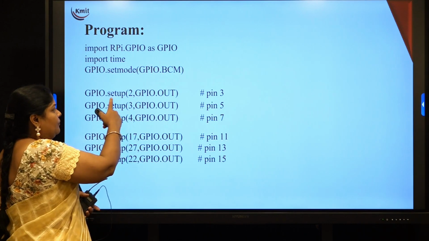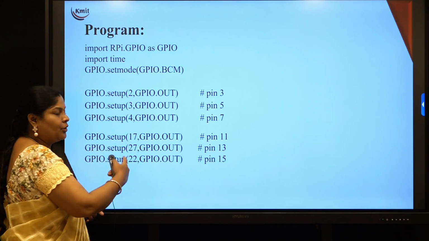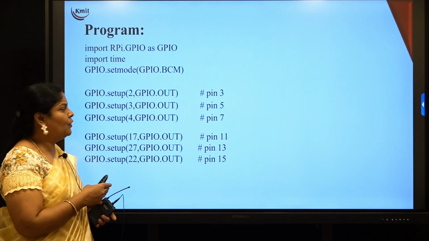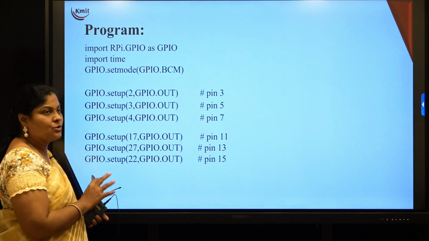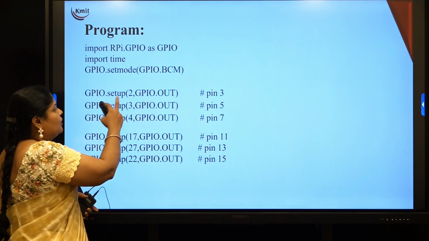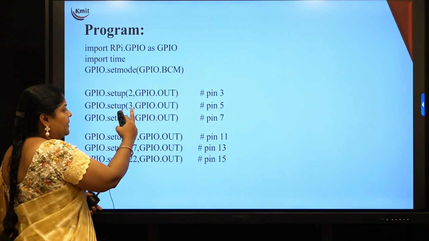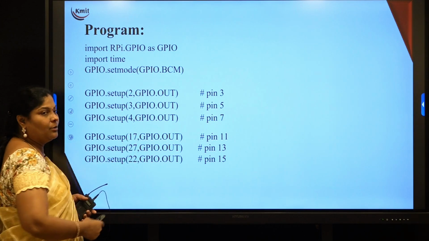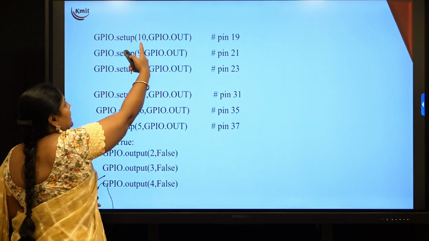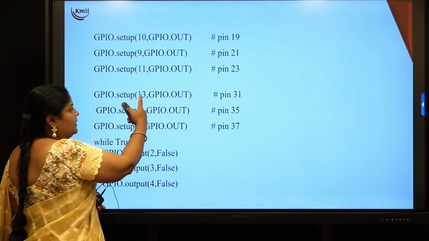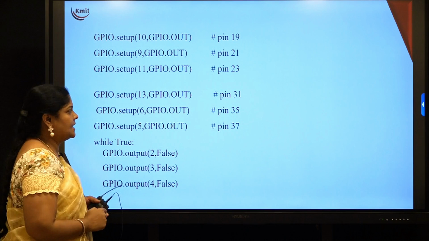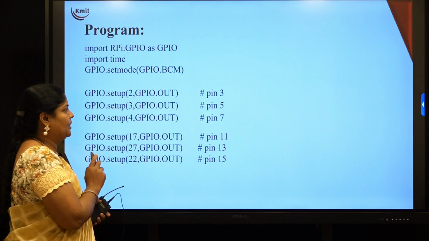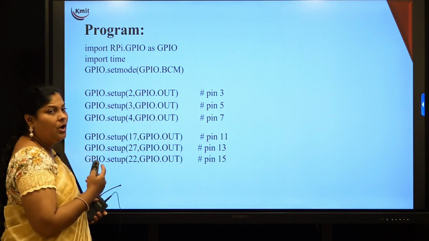First we have to set up which pins we want as output. For every line we have 3 pins, and you have 4 lines, so in total 12 pins should be selected as output. So GPIO.setup, second pin as output, third pin as output, fourth pin as output. Next 17, 27, 22 as output, and the next line 10, 9, 11 as output, and the fourth line 13, 6, 5 as output. So all 12 LEDs we are selecting as output pins. That means we are converting the GPIO pins to output mode.